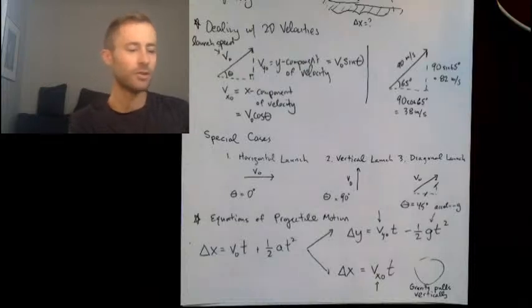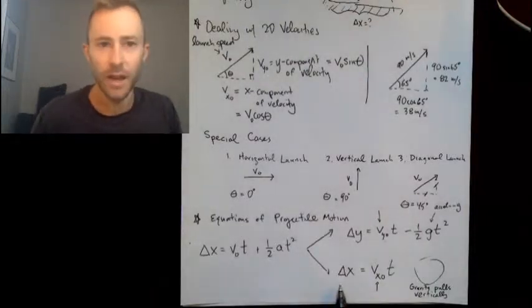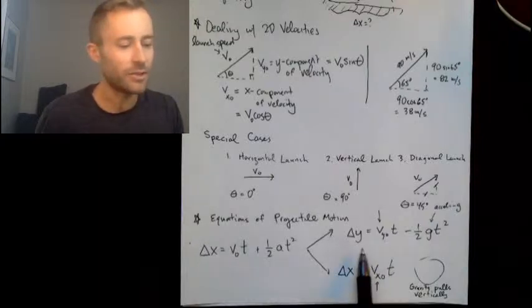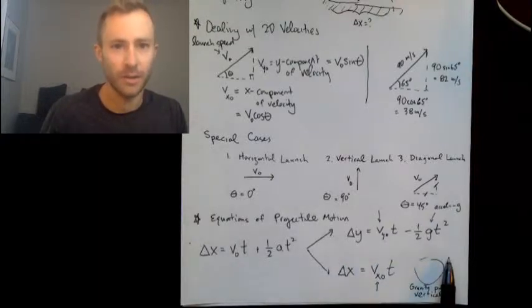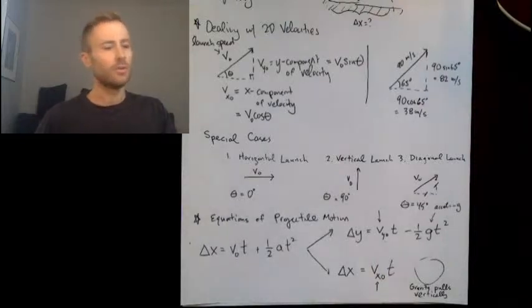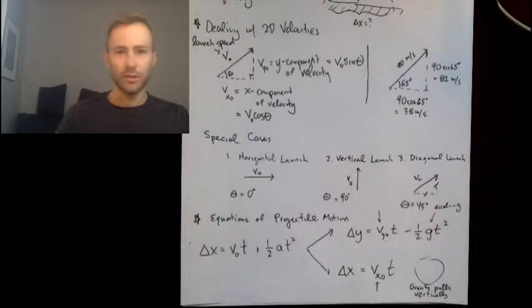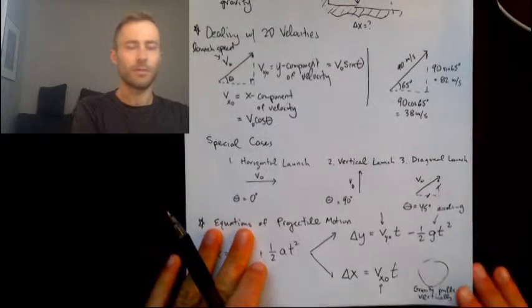So you have a constant velocity in the x direction, but you have a changing velocity in the y direction because gravity is pulling vertically. So make sure you have those written down. We're going to use these equations. We're going to do 3 examples.